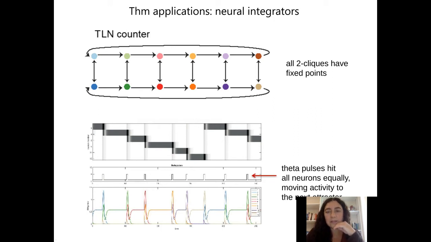Based on the theoretical results, we're able to design an extremely simple counter network that will keep track of how many pulses have come in based on the attractor that the network is in, where every pulse bumps you over. And keep in mind, these are global pulses. They are not targeting specific fixed points. It's just moving it over every time.